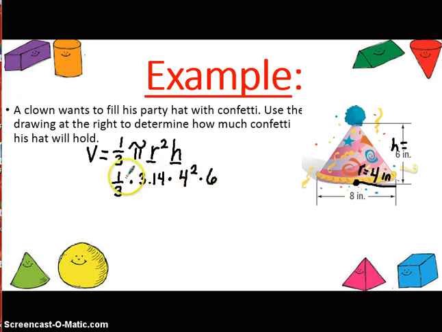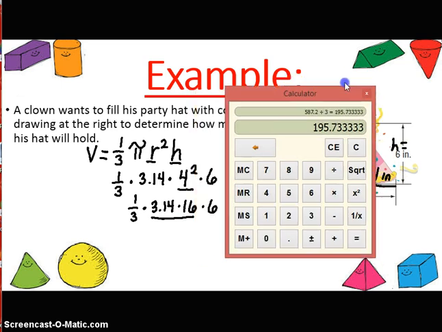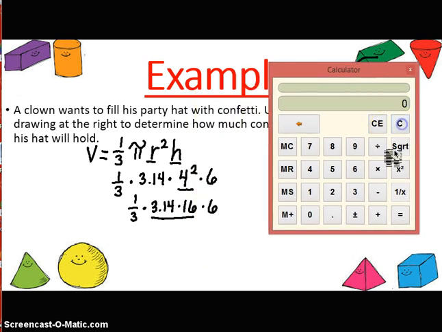Now, we have four operations: multiply, multiply, exponent, and multiply. We know that we must do exponents first because of the order of operations. So we get 1/3 times 3.14 times 4 squared, which is 16, times 6. Now, because this is all multiplication, we do not have to go left to right. The commutative property says we can solve this in any order. So let's save the fraction for last. Let's do 3.14 times 16, which is 50.24.